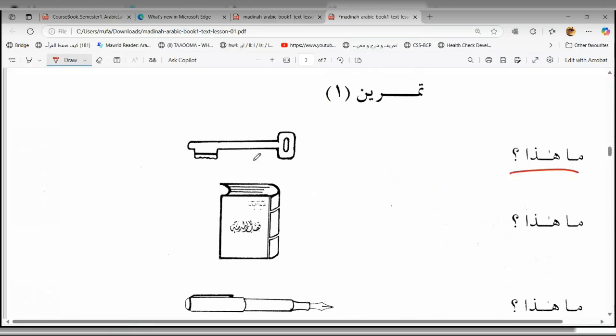What is this? Let's go in alphabetical order. Let's take Zola. So let's go. Abdul Naim, can you go first? What is this? First question.